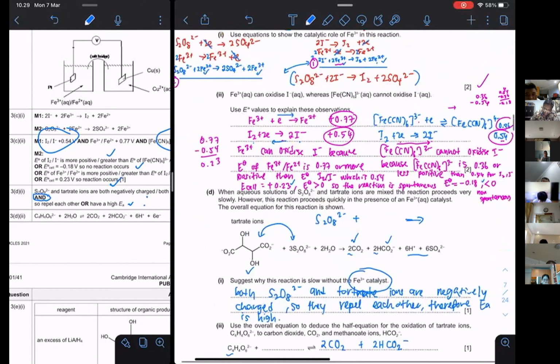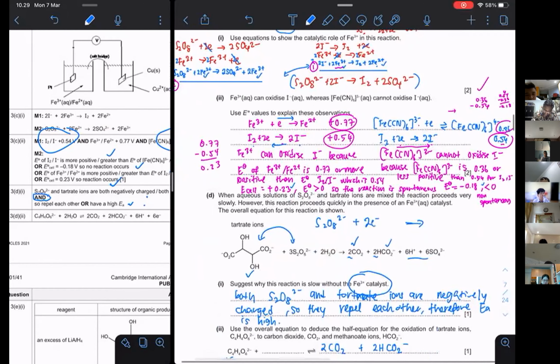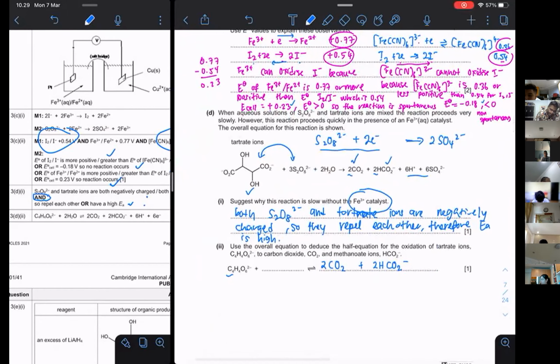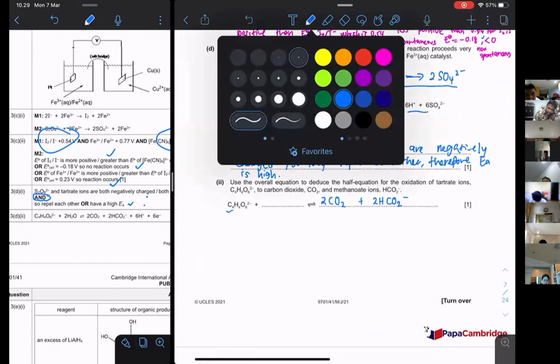S2O8 2-, it will give you 2 plus 2 electrons. It will give you 2SO4 2-. Okay, that is one half equation. So when I have that half equation, I know that this one is using 3. So if it is using 3, of course, this one is 3.